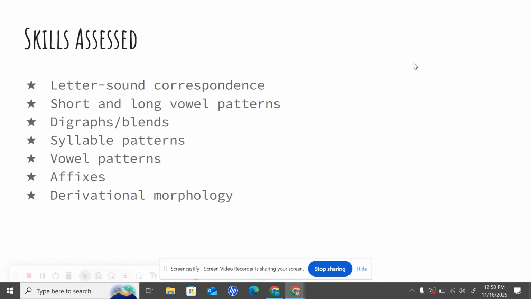One of the strengths of spelling inventories is that they assess a wide range of foundational literacy skills. This includes basic phonics such as letter sound relationships, but they also can extend into more complex orthographic patterns such as digraphs, blends, long vowel teams, syllable junctures, and even advanced derivational morphology. The inventory gives a clear picture of where a student is developmentally.